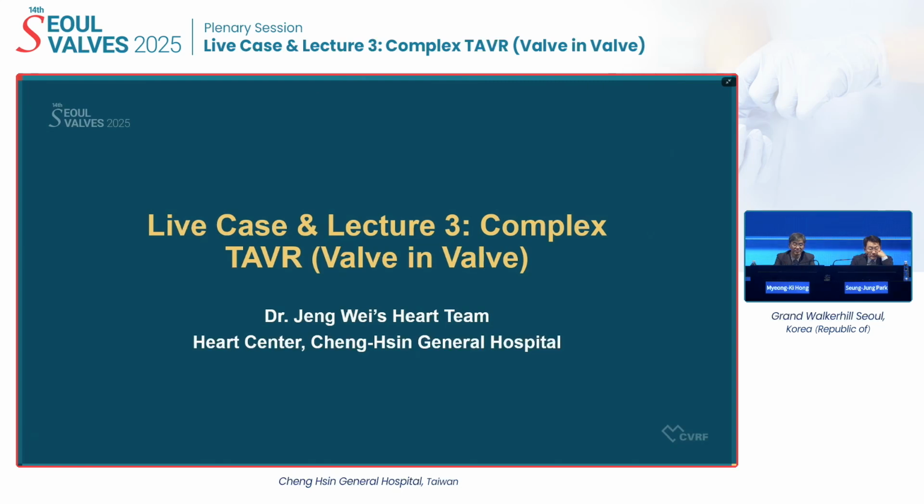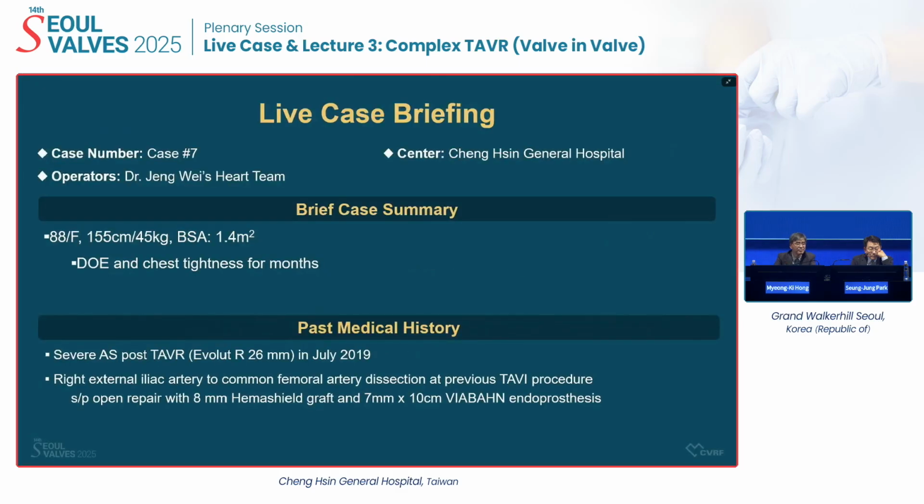It's a complex TAVR with THV in THV. This old lady had dyspnea on exertion and was admitted to the hospital. She received an Evolut R 26 millimeter 6 years ago, and at the same time a right common iliac artery dissection was noted, so we did a repair with a covered stent there.